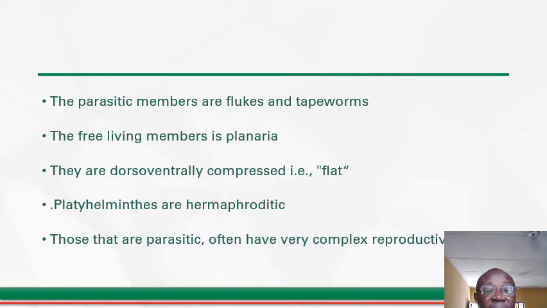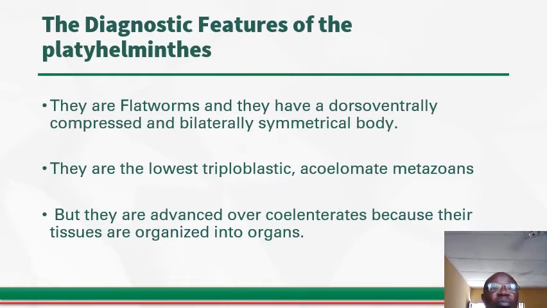So the Platyhelminths are hermaphroditic. That is, they bear both sexes, male and female, and we refer to them as hermaphrodites. So they are hermaphroditic in nature. And those that are parasitic often have very complex reproductive structures and life cycles. Then, what are the features that we use to recognize the Platyhelminths?